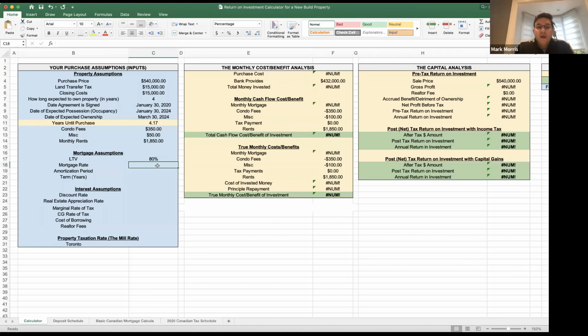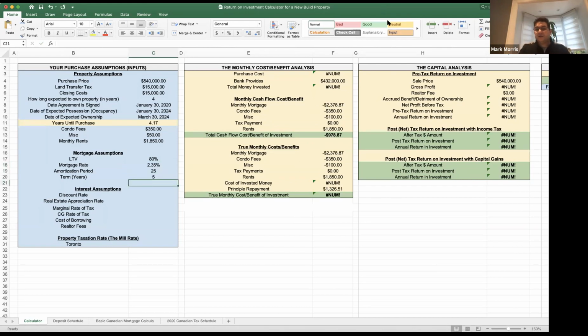Okay, your mortgage rate. Well, that's a critical component, right? Because it's going to determine how much in interest you're paying versus principal, of course. Mortgage rates are ridiculously low, but for the purposes of just this spreadsheet, I'm going to say not 235%, 2.35%. And your amortization period, I'm going to say is a 25-year amortization, and your term is going to be 5 years.